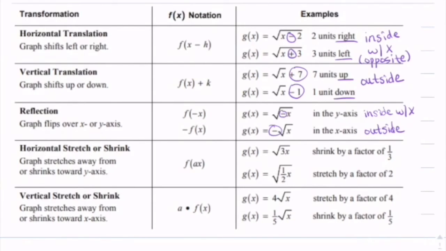Stretches and shrinks are just like they've been in the past. Horizontal is opposite. Remember, it's the reciprocal because we are inside, and inside is opposite. So a 3 on the inside is actually a shrink by 1/3. A 1/2 on the inside is a stretch by 2.